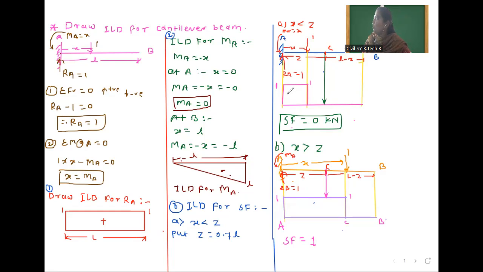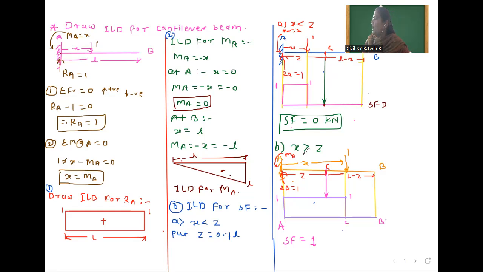So first you have to draw shear force diagram. This is shear force diagram, and accordingly you have to extend this Z location here, and where it touches at that point you will get the value of shear force. So this line touches this horizontal line, and this horizontal line indicates the value of shear force is 0. That's why for x less than Z condition, shear force which is equal to 0.